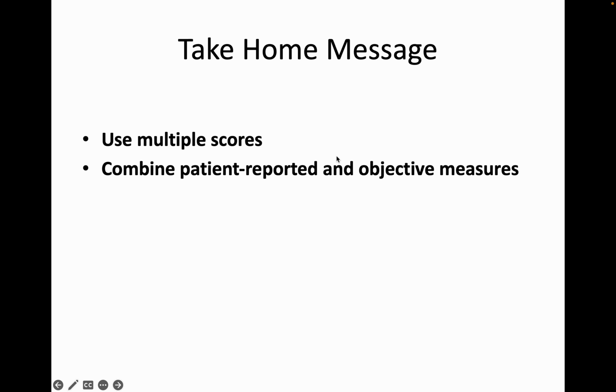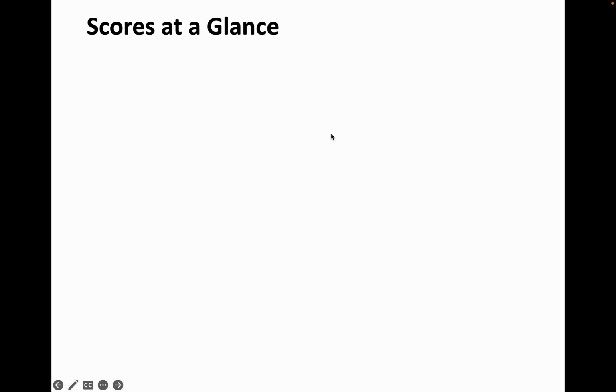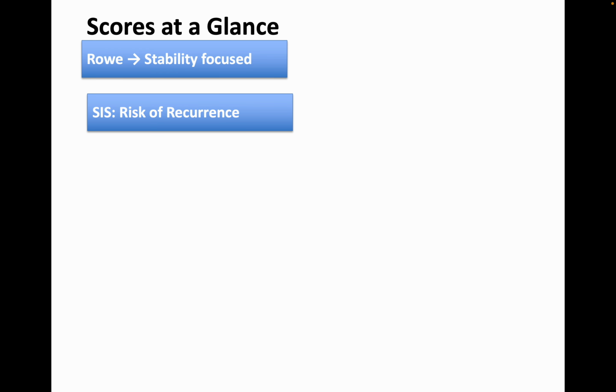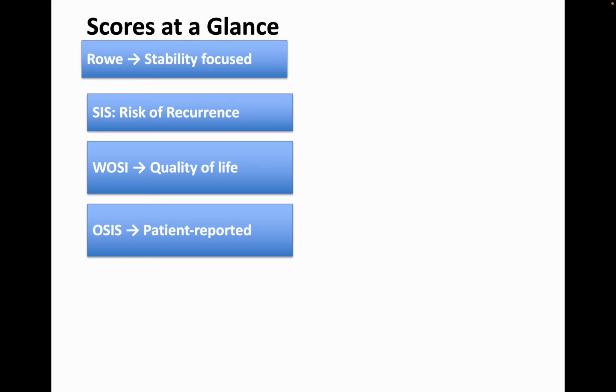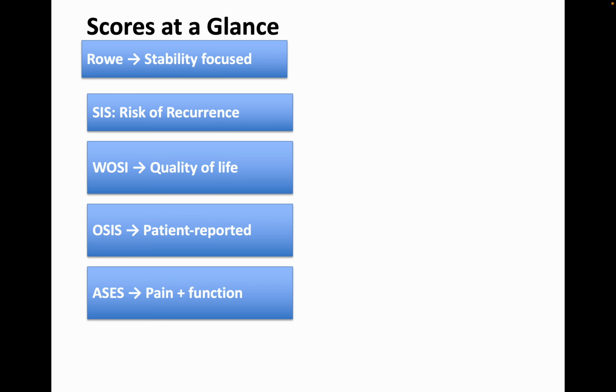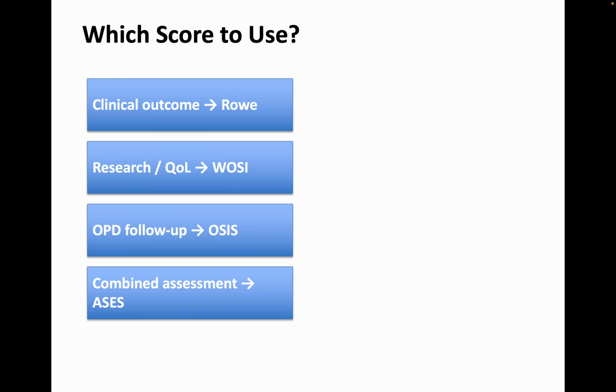So they have so many scores. Which score to use? There is always confusion about which score to use in which scenario. We use most of the scores, but the Rowe score is mostly focused on stability. The Shoulder Instability Severity score is the only score that can tell us the chances of recurrence after dislocation. The Western Ontario score tells us the quality of life index, and the OSIS is mostly a patient-reported score, so we don't need a clinician to be present at the time of recording the scores. These are the advantages of each score I have mentioned, and the ASES measures all the pain and the function.